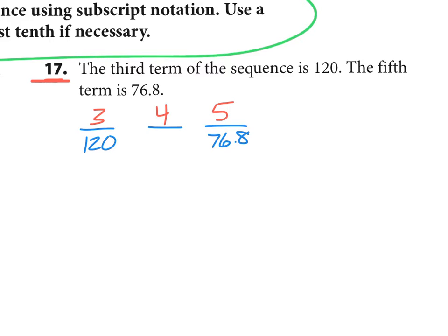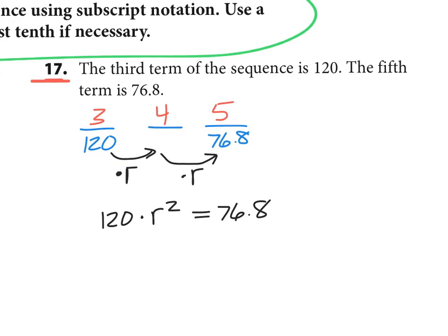So here's a good way to think about this, and this helps that we've done quadratics and everything now. If you think about how we get there, what I have to do to get from here to here is multiply by R. And then to get from there to there, I have to multiply by R again. So what's that mean? What's R times R? That is R squared. So really, I have to take 120 times R squared in order to get 76.8.